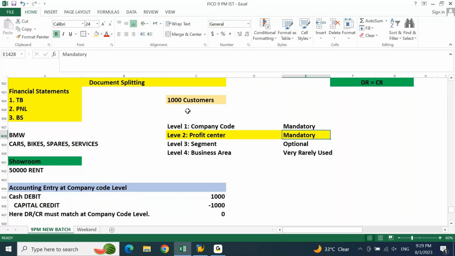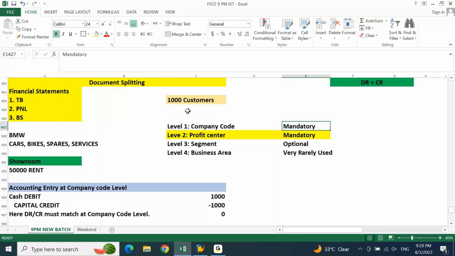Okay, sir. And sir, what is the purpose of document splitting? Document splitting is helpful to generate the reports in a better way. That is the main purpose of document splitting, right, sir? Correct. Okay.